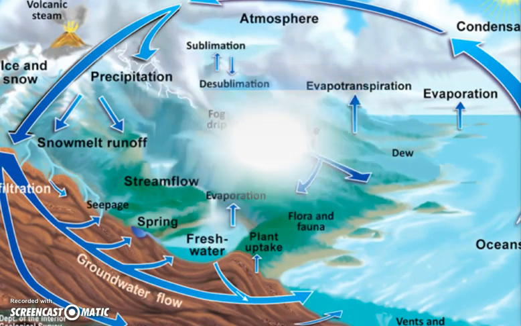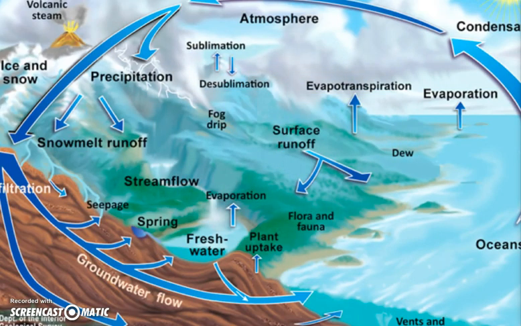And lastly, here we have a whole picture of the water cycle. So it starts off with the atmosphere, and it looks at volcanic streams and mountain ice and snow melt that then runs off into the groundwater flow, which is infiltration, which then goes into the oceans, and then condensation happens, and then we start right off at the atmosphere again.